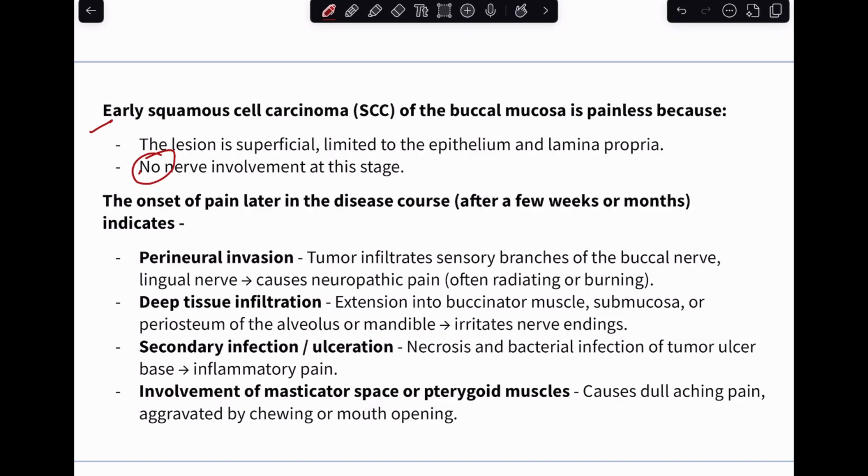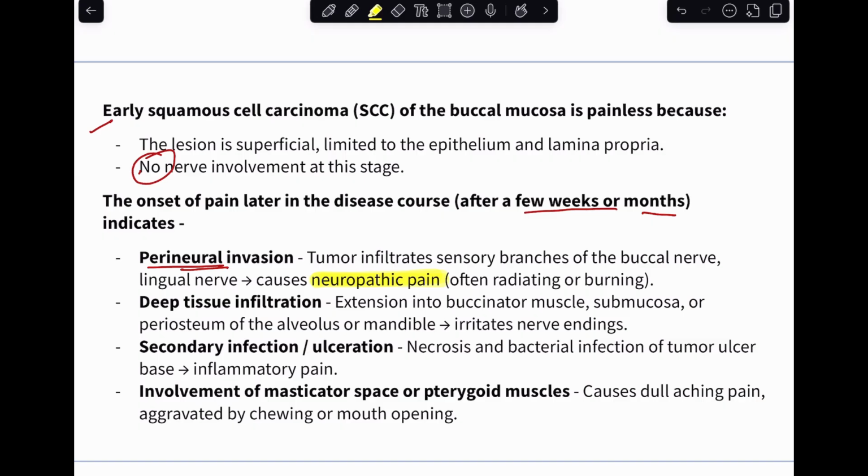But as the disease keeps progressing, and we have found out that this is progressing very rapidly, within a few weeks or months it may start to have pain. So the patient is complaining of pain to us. What are the possible scenarios over here? One answer is perineural invasion, where the tumor has infiltrated some sensory branches of the nerves in the buccal region, like the buccal nerve or the lingual nerve. This can cause a neuropathic pain, and the neuropathic pain is usually radiating or burning in nature.